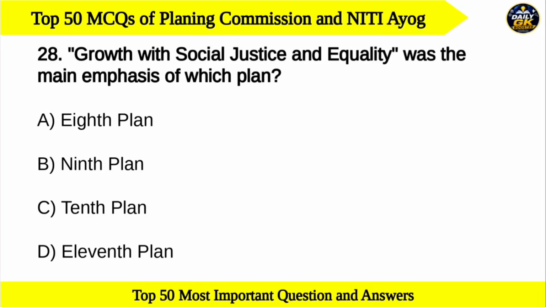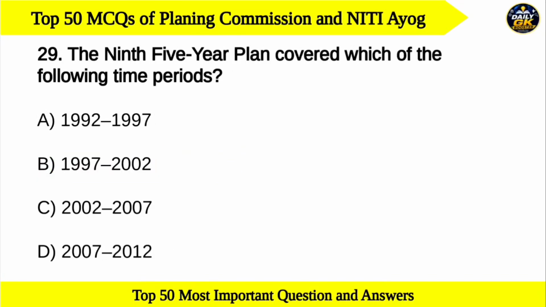Growth with social justice and equality was the main emphasis of which plan? Answer option B, ninth plan. The ninth 5-year plan covered which of the following time periods? Answer option B, 1997 to 2002.